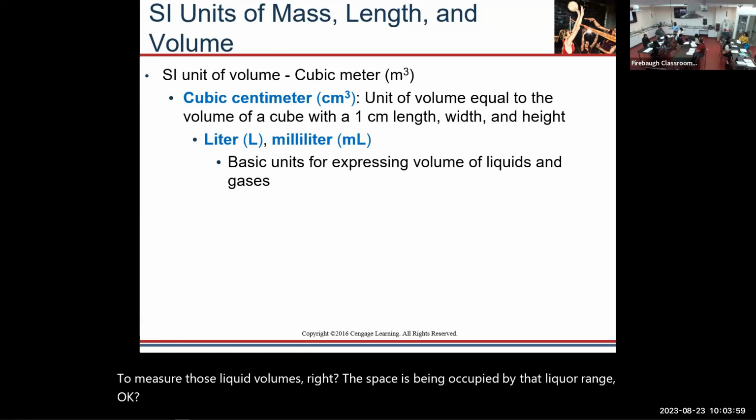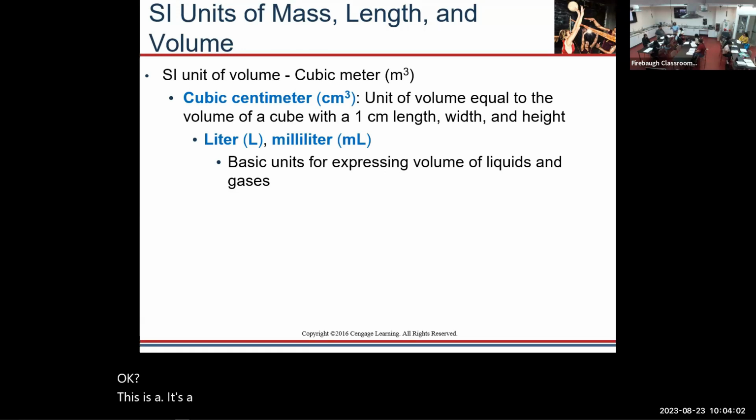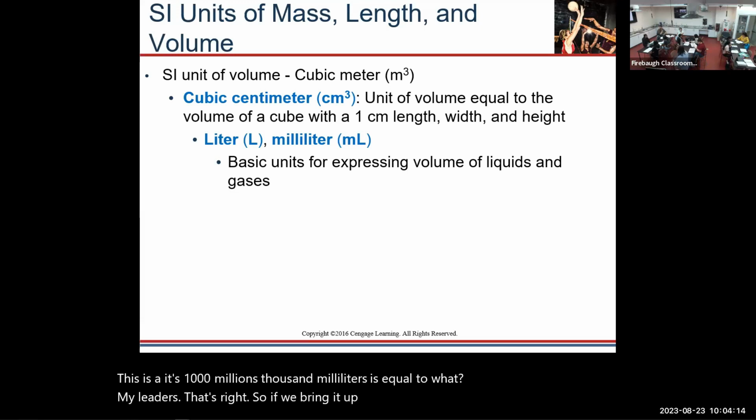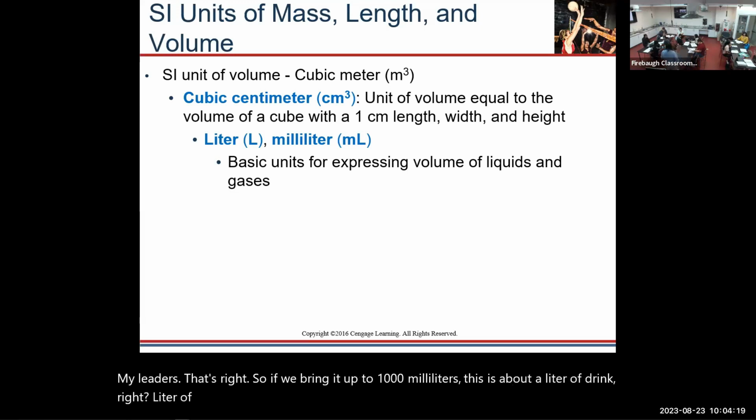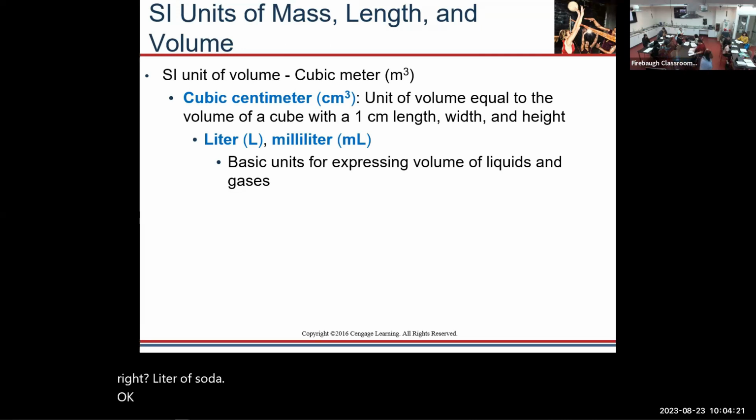So this is 1,000 milliliters. 1,000 milliliters is equal to what? 1 liter, that's right. So if we bring it up to 1,000 milliliters, this is about a liter of drink, right? A liter of soda. Okay?